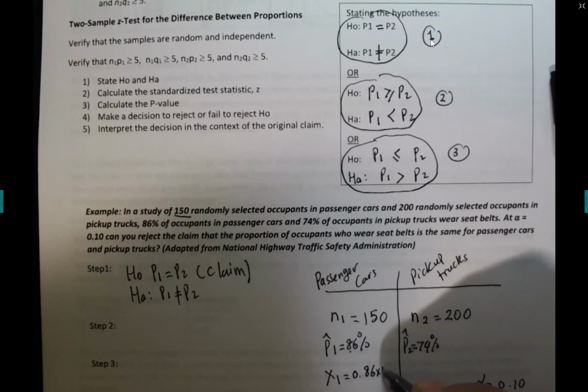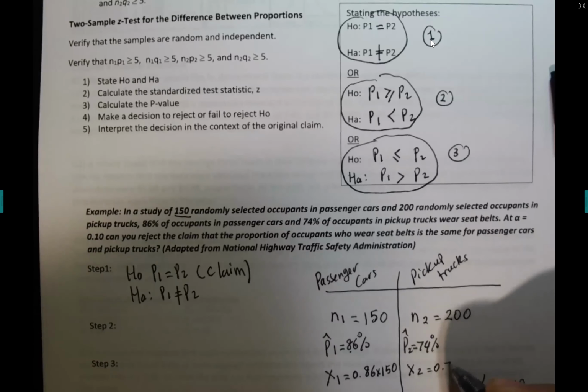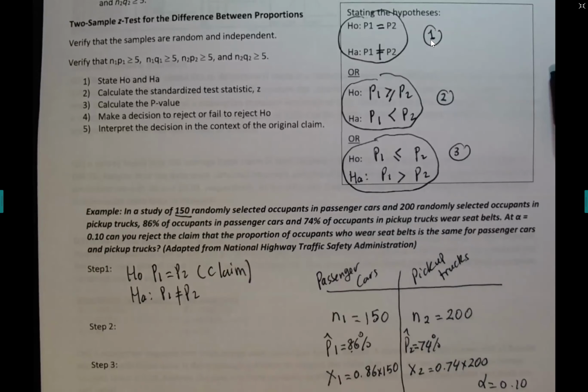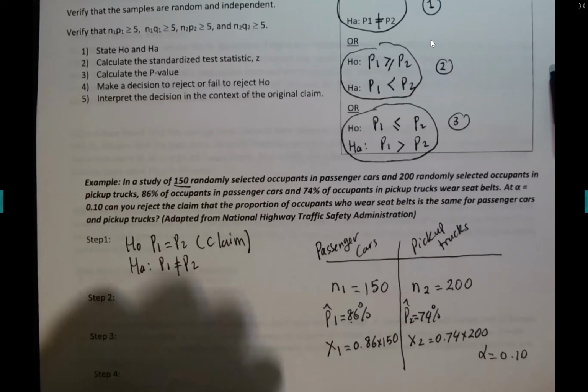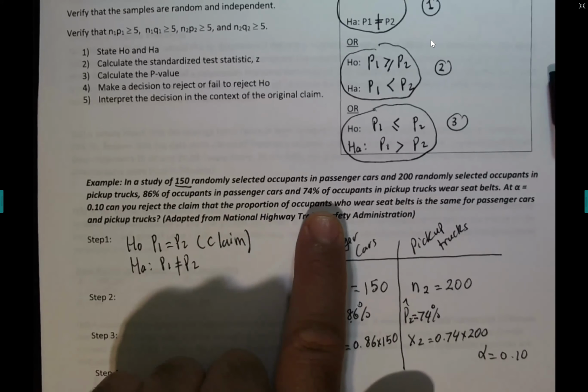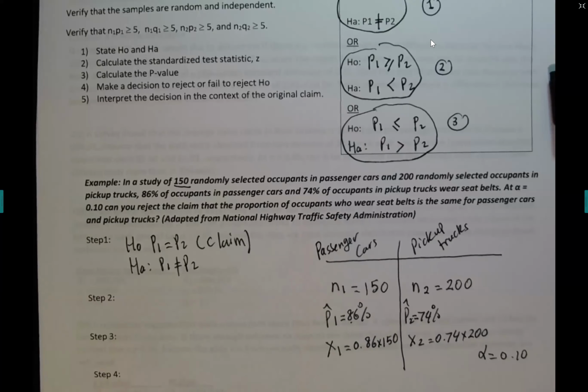0.86 times 150. And X2, guys, will be 0.74 times 200. You could do them on the calculator, but if you want to do them separately, you can do that. So if he gives you 2 percentages, guys, he didn't give you X1 and X2. You just take this percentage and multiply by the total. I mean, if I tell you guys I have 80 students and 30% of them are going to get an A, for example, if you want to figure out how many will get an A, just take 30% and multiply by 80. And it's exactly the same thing here.